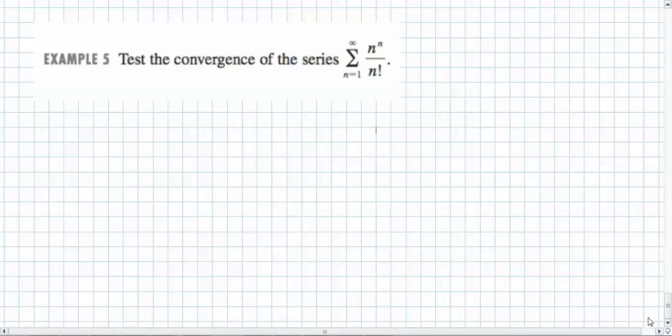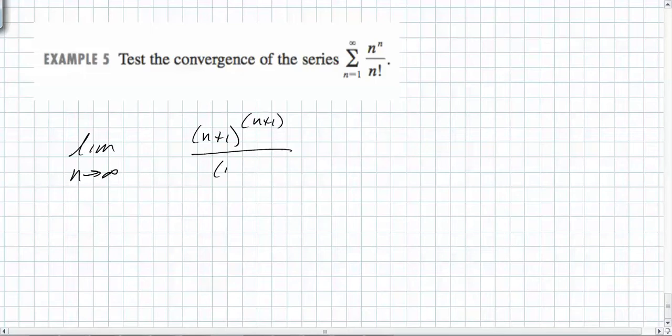Nice. So we're looking at, you have to be careful, but a lot of things cancel on this one, which is really nice. The limit as n goes to infinity. It's always going to be positive, so do we have to worry about the absolute value aspect of this? No, it's going to be n plus 1 to the n plus 1 power over n plus 1 factorial, all over n to the n over n factorial.